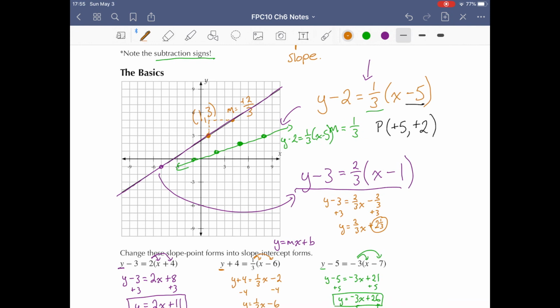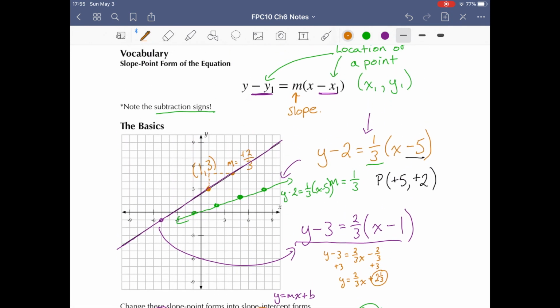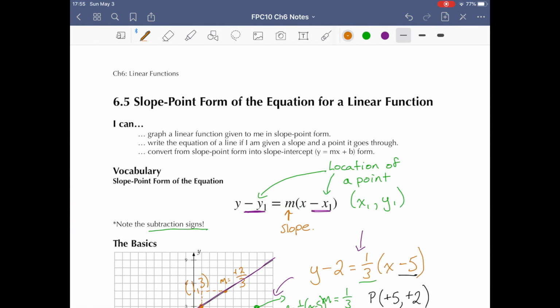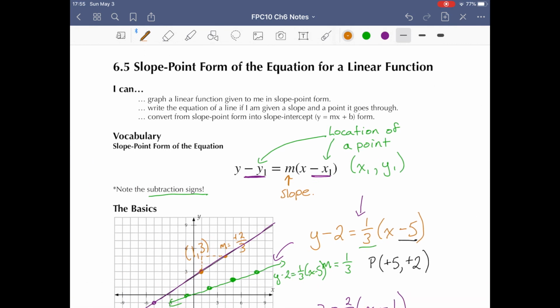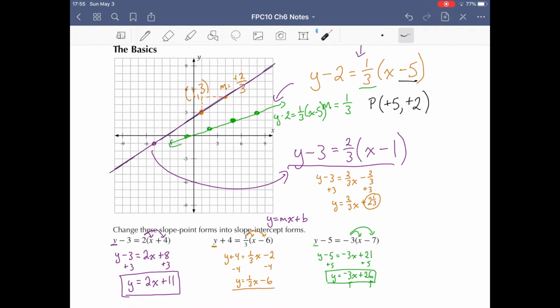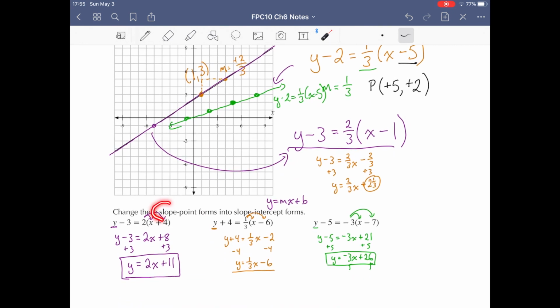All right, so I believe that's all for vocabulary and the basics. So you should be able to graph a linear function given to you in point slope form. So that looks like this. You should be able to take a graph, a line, and turn it into point slope form. And you should be able to convert point slope form into slope-intercept form by isolating y.